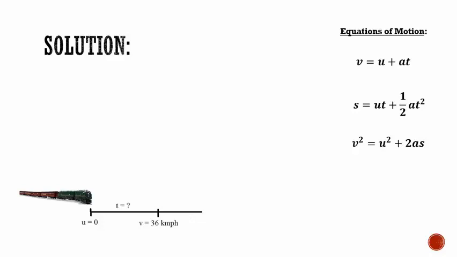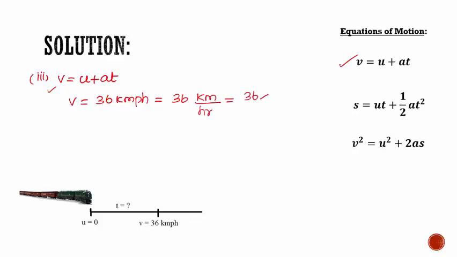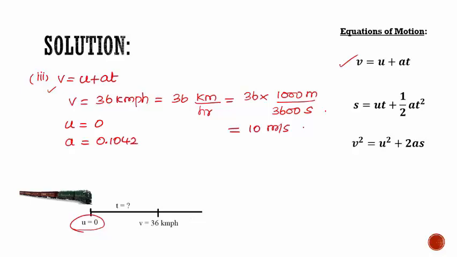In the third subdivision, it is asked to calculate the time taken by the train to reach 36 km per hour velocity. For that, we can use the first equation, v = u + at. The final velocity to be considered here is 36 km per hour. To convert this into SI unit, that is meter per second, 36 into 1000 meter divided by 3600 seconds, so 36 km per hour is 10 meter per second. Initial velocity of the train is given as 0. The uniform acceleration value we have calculated in the previous step is 0.1042 meter per second square.